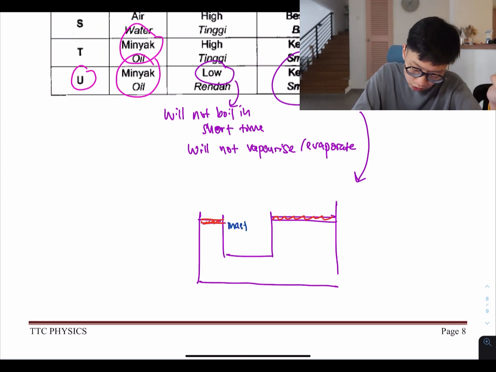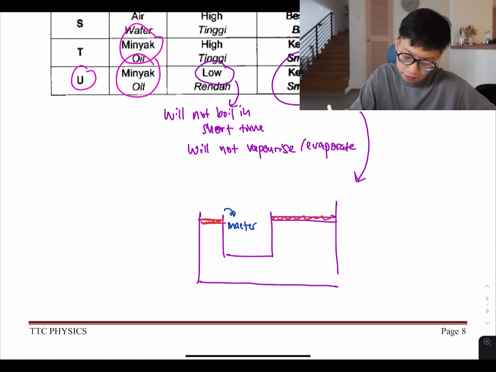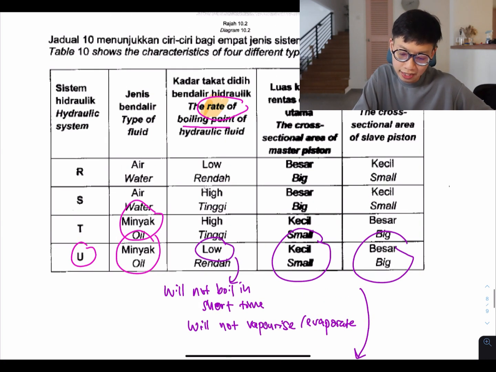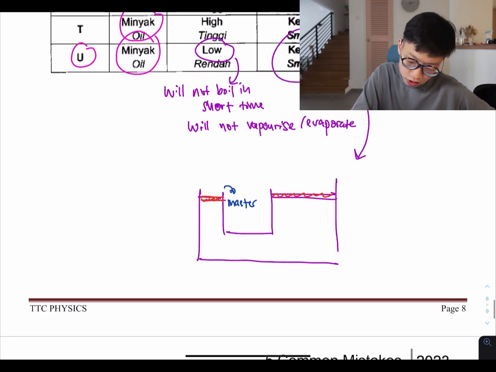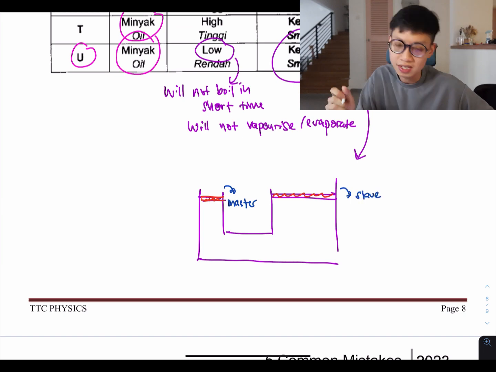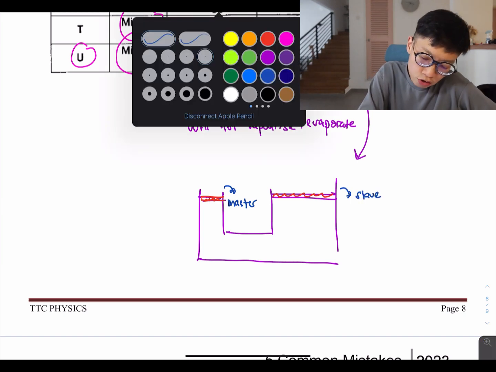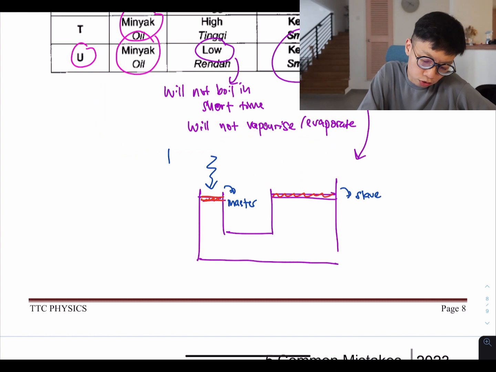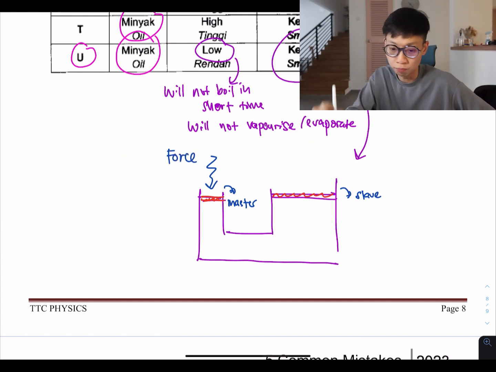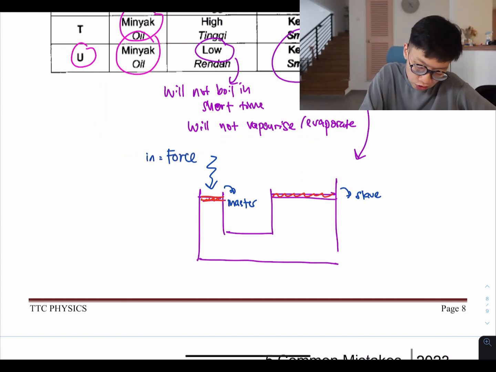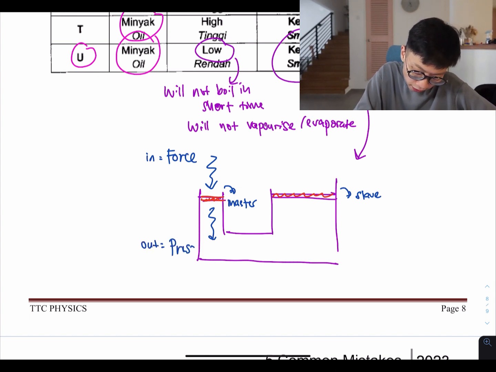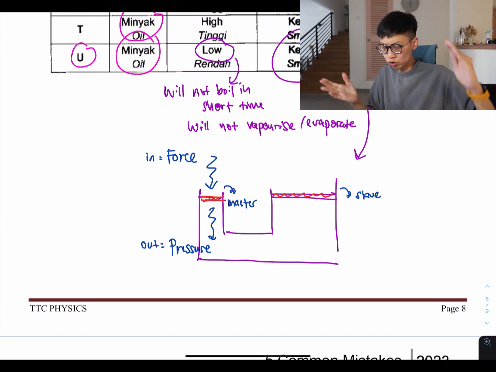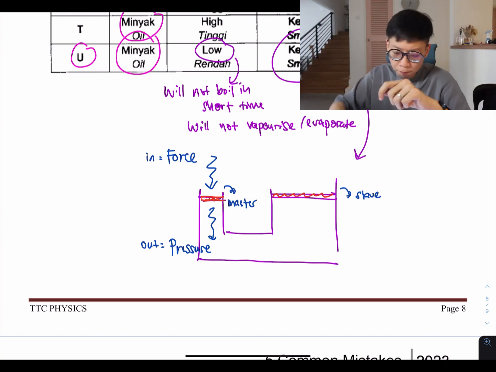Okay. Now first of all, we call this the master cylinder, and there is something called the second slave piston. So this is called the slave piston, although it sounds a bit weird. Now in your master piston, what do you push? You use force to push. So force is your input. What do you get? Output is your pressure, correct? So you use force, tekan, you get this pressure.